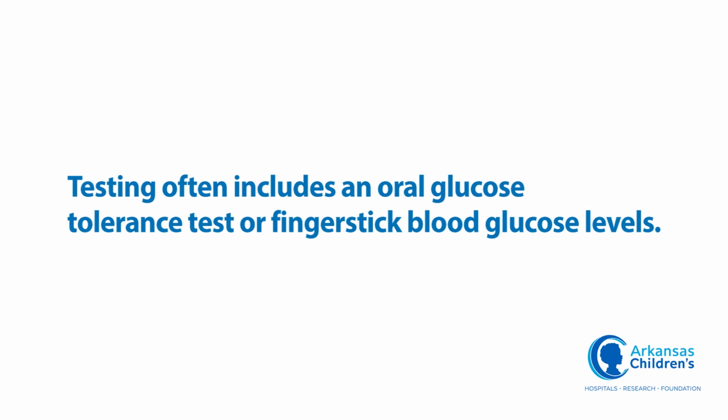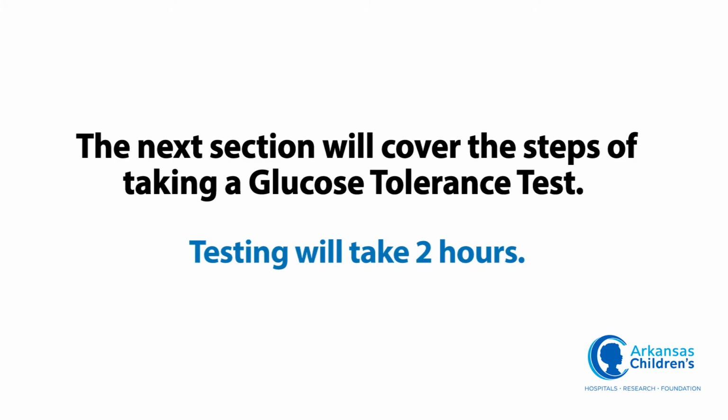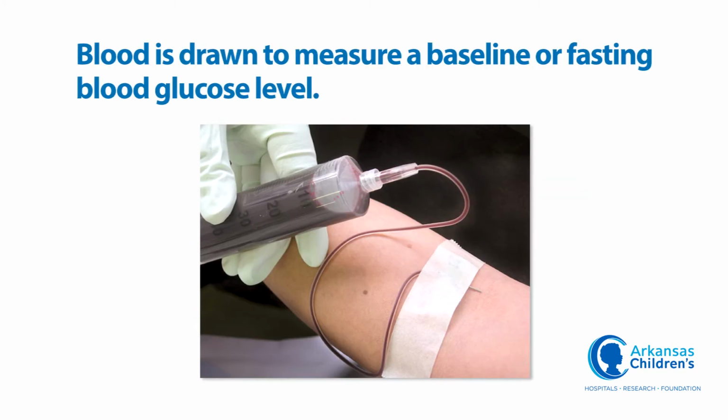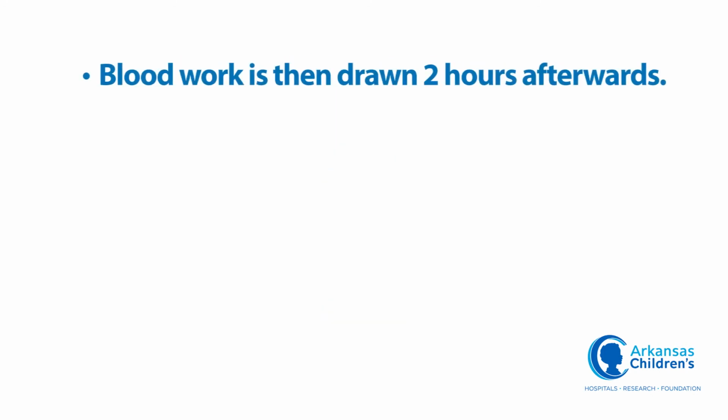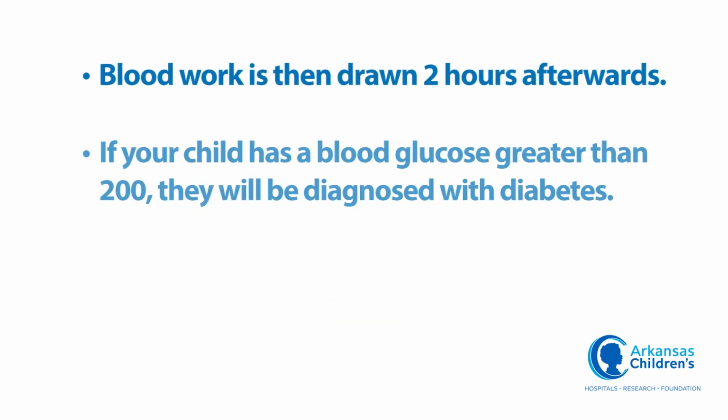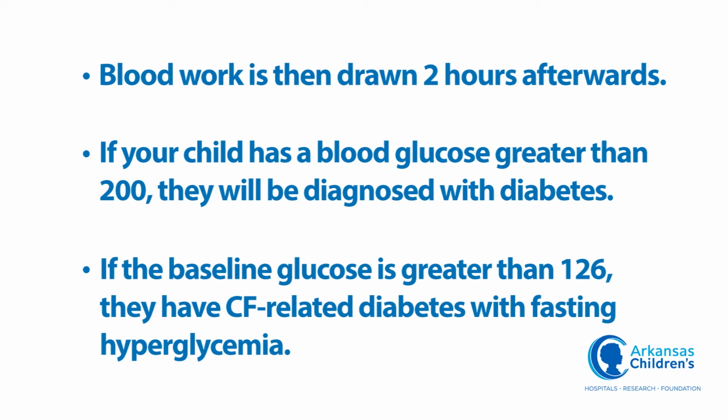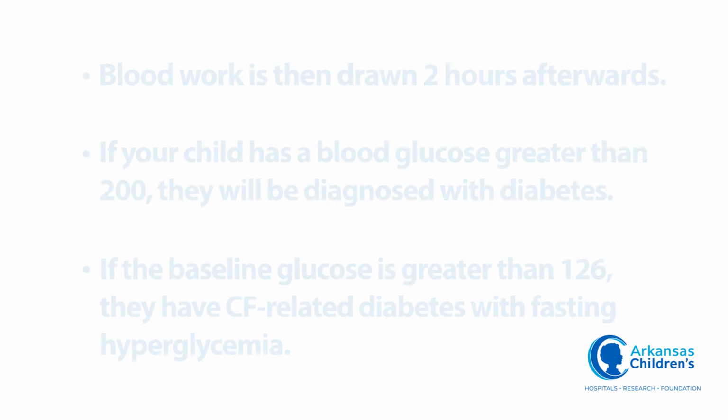Testing often includes an oral glucose tolerance test. Blood is drawn to measure a baseline or fasting blood glucose level. Patients will then drink a glucola. Blood work is then drawn 2 hours afterwards. If your child has a blood glucose greater than 200, they will be diagnosed with diabetes. If the baseline glucose is greater than 126, they have CF-related diabetes with fasting hyperglycemia.